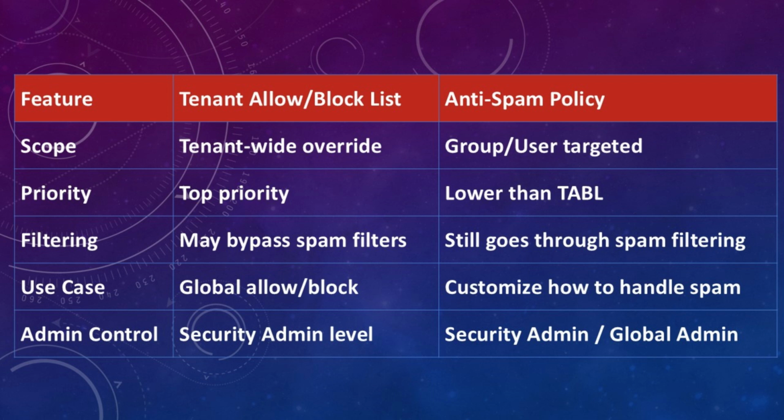Which one to use when? Use the Tenant Allow/Block List when you are absolutely sure you want to allow or block a domain or a particular sender everywhere and immediately. And second, use the anti-spam policy when you want to customize and handle quarantine and spam, or allow newsletters but scan them. Then the anti-spam policy is the best for you.